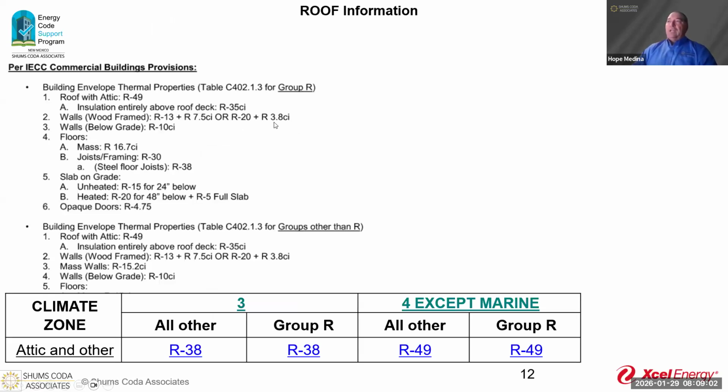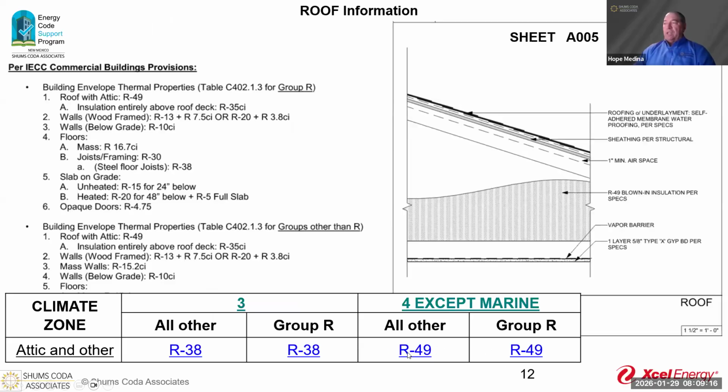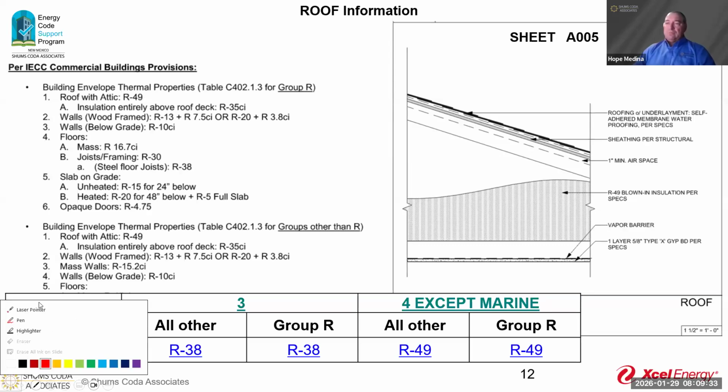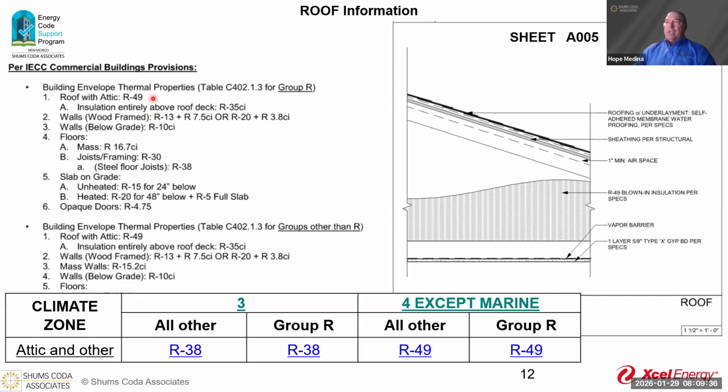When we look at our roof envelope, we want roof information. Here's another excerpt from a set of plans. It tells us what we have going on. We're in climate zone 4, except marine. So we're looking for an R49 in there. In what we have happening on our detail, we can see that it gives us an R49 insulation. That matches what we have happening over here on the roof with our words. Right here's where we're looking.